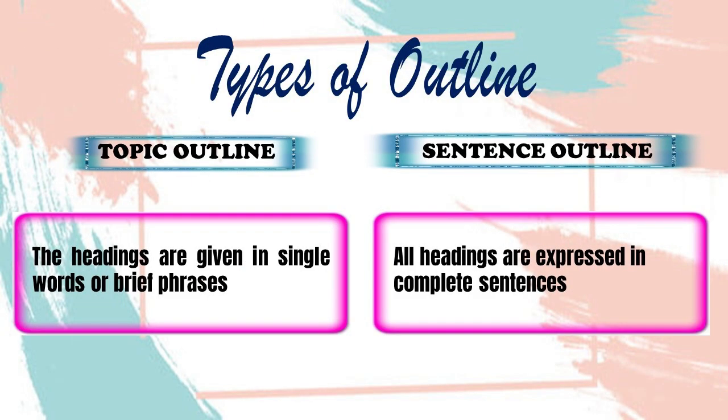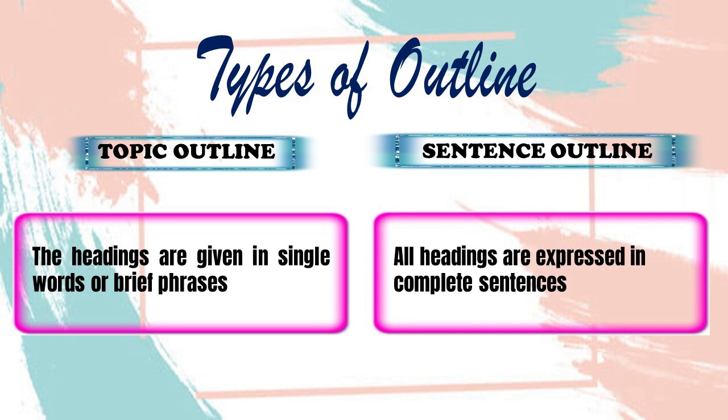And of course, we have types of outline. We have topic outline and sentence outline. In a topic outline, the headings are given in single words or brief phrases. Makikita nyo to sa newspaper, no? If you experience reading a newspaper, makikita nyo may headings doon. Kumbaga yun yung information na una nyong mababasa, kung anong ibabalita, kung anong news meron tayo as a daily news, no?